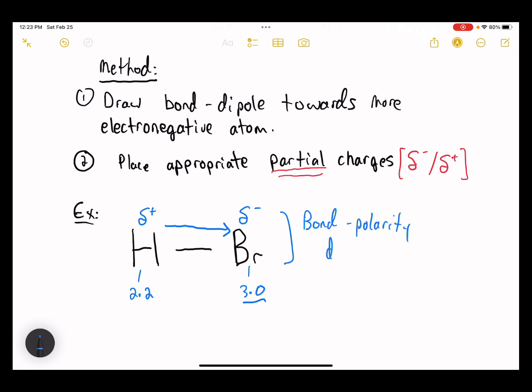Now, when it comes to bonds, yes, the method is straightforward. We look at electronegativity values, we calculate the differences, and we see which category it falls into based on those numerical differences. Now, what happens if we have a compound where we want to know the entire polarity of the compound and there is more than one kind of bond at stake?